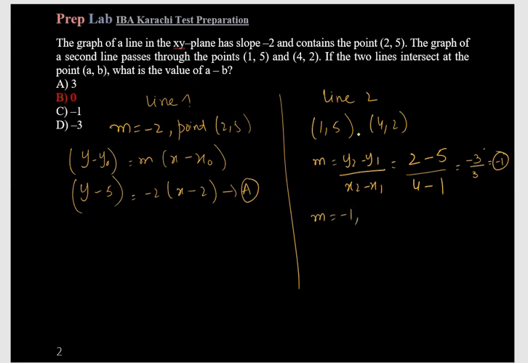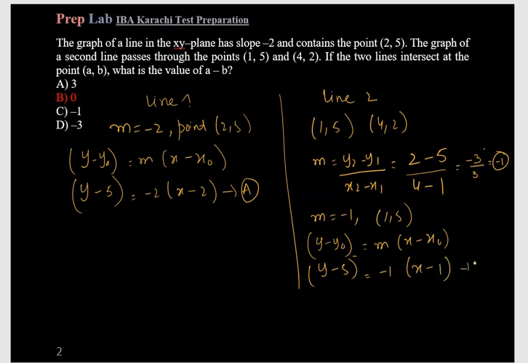You can pick any point as x naught and y naught. For example, pick the point (1, 5). So you can put it in this equation: y minus y naught equals m times x minus x naught. So y minus 5, -1 is the slope, and x minus 1. So this is equation number 2. So you have found the equations of line A and line B.